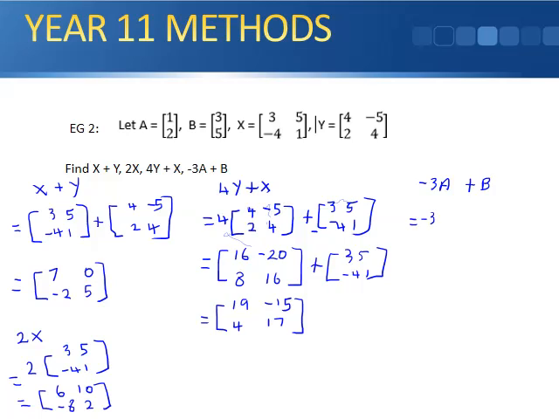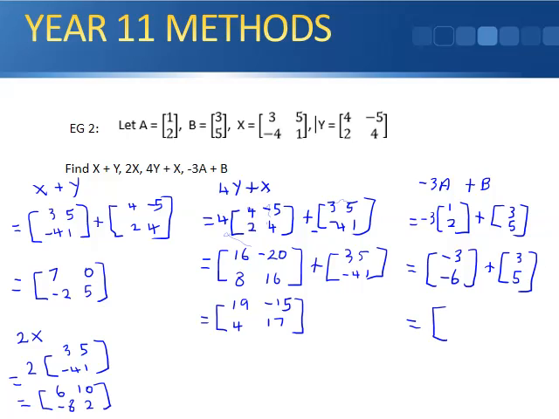So set it up again, -3. The A was 1 and 2. Plus your B, which is 3 and 5. A little bit hard to write. Multiply matrix A by the -3, so I get -3 and -6. Still got my plus there, 3 and 5. And now I can work this out. -3 plus 3 is 0, -6 plus 5 is -1.